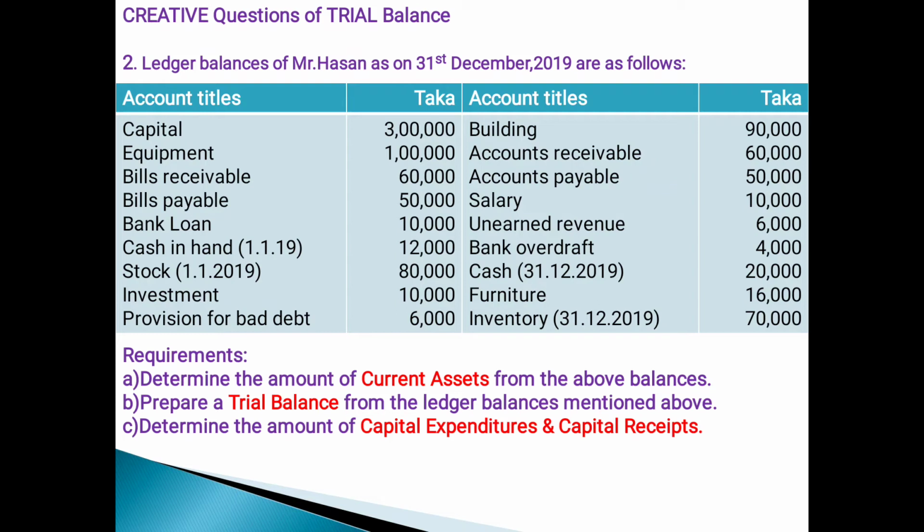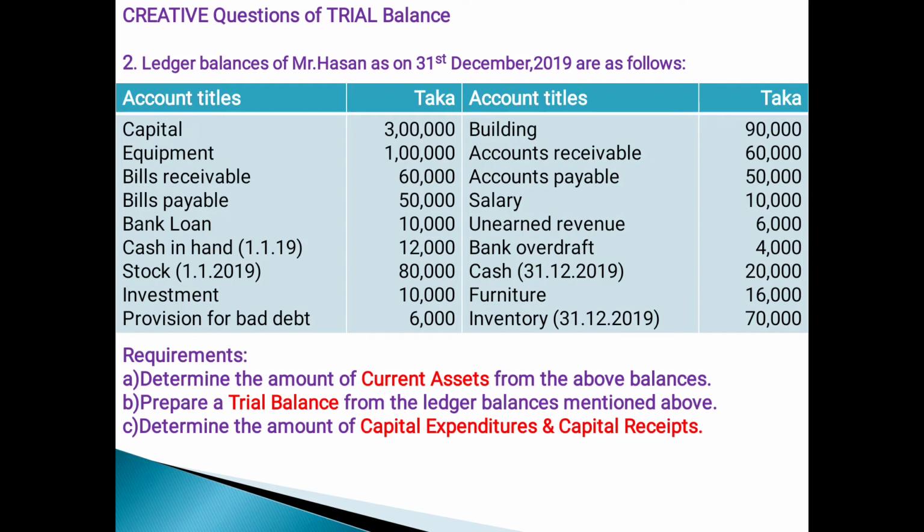Provision for bad debt Taka 6,000. You know, any kind of provision, reserve or allowance is to be credited in the trial balance. So in this trial balance, provision for bad debt is credited for Taka 6,000. That is Mr. Hassan's trial balance as on 31st December 2019. Next one, billing, is one kind of fixed asset, that is capital expenditure.